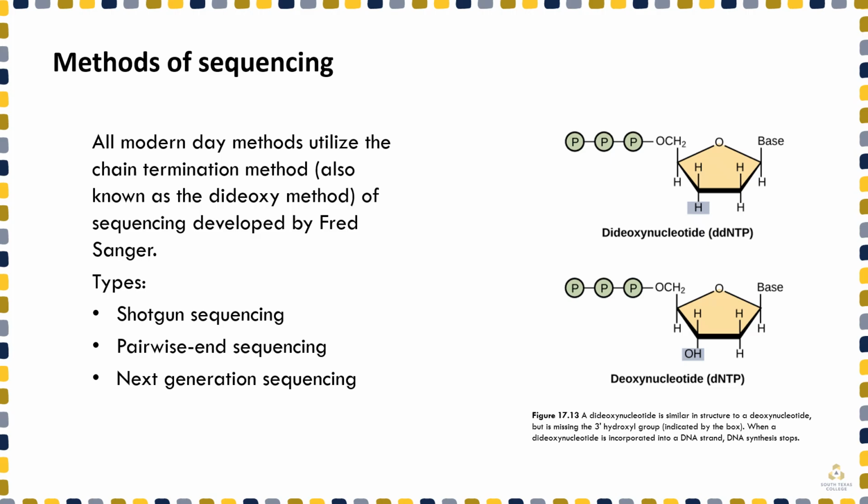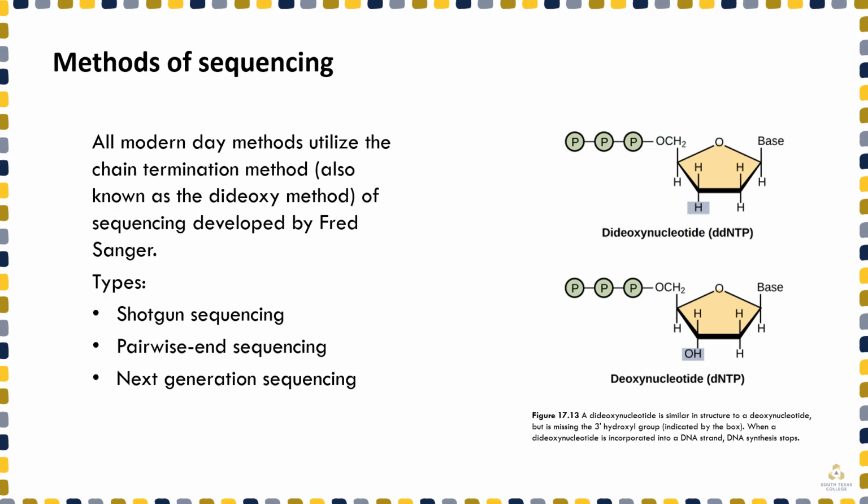The basic sequencing technique used in all modern-day sequencing projects is the chain termination method, also known as the dideoxy method, which Fred Sanger developed in the 1970s. The chain termination method involves DNA replication of a single-stranded template by using a primer and regular deoxynucleotide, which is the monomer or a single DNA unit. The primer and the deoxynucleotide are mixed with a small proportion of fluorescently labeled dideoxynucleotides.